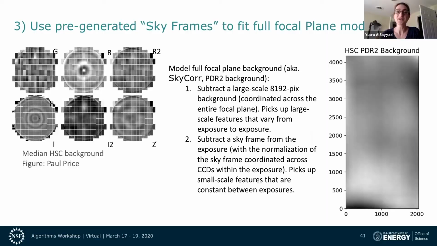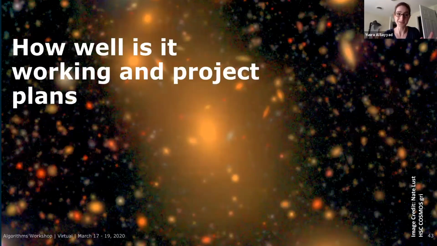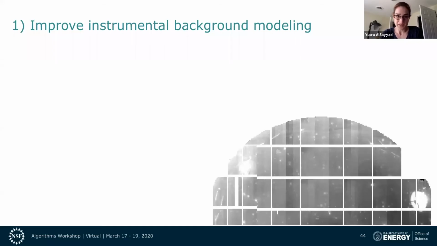Okay, so how well is this working? What are the limitations and what are we doing to fix it? Going in order from instrumental to per CCD to full focal plane. How's this going? Okay, so the ISR component is not doing great. And we have these amp to amp offsets left in and CCD to CCD offsets left in.